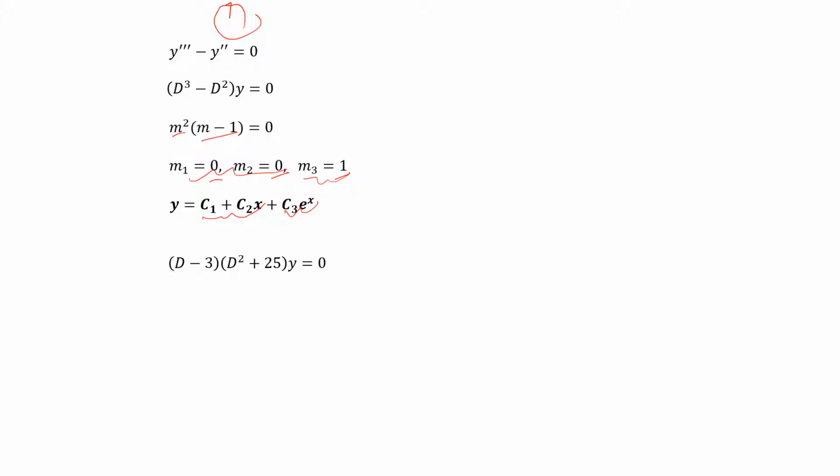Okay, let's have another example. This is example 8. You are now given in operator form D minus 3 times D squared plus 25 y is 0. Replace D by m: m minus 3 times m squared plus 25 is 0. Obviously one root here is real and the other imaginary. So the roots are real, 3, and then 5i and negative 5i.